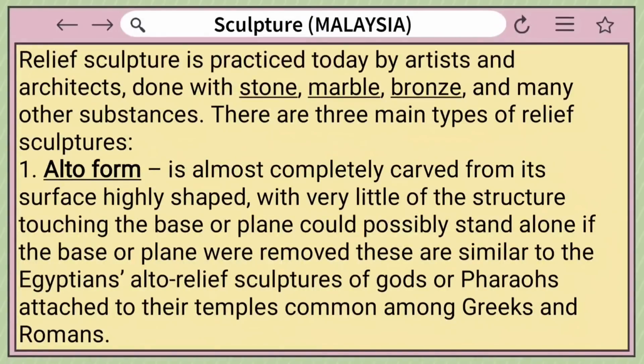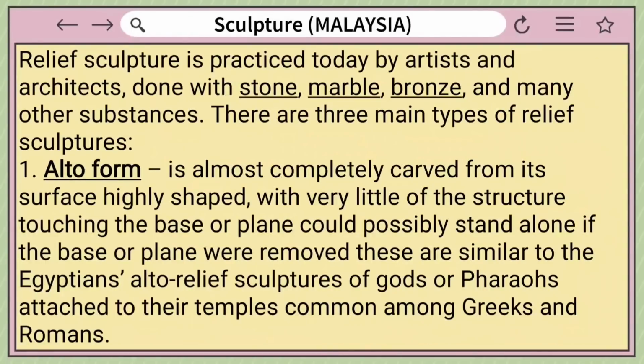Relief sculpture is practiced today by artists and architects done with stone, marble, bronze, and many other substances. There are three main types of relief sculptures. The first one is the alto form. This is almost completely carved from its surface, highly shaped, with very little of the structure touching the base or plane. It could possibly stand alone if the base or plane were removed.